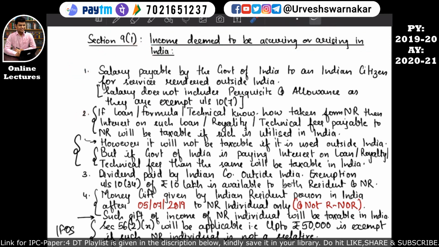Okay, so now let's revise point number 2. If a loan or formula or technical know-how has been taken from a non-resident, then interest on such loan, or royalty or technical fees payable to the non-resident, will be taxable if all of these are utilized in India. I hope this is quite clear to you all. However, it will not be taxable if it is used outside India. But if the government of India is paying interest on loan, royalty or technical fees, then the same will be taxable in India irrespective of whether it has been used outside India. I hope this is quite clear.